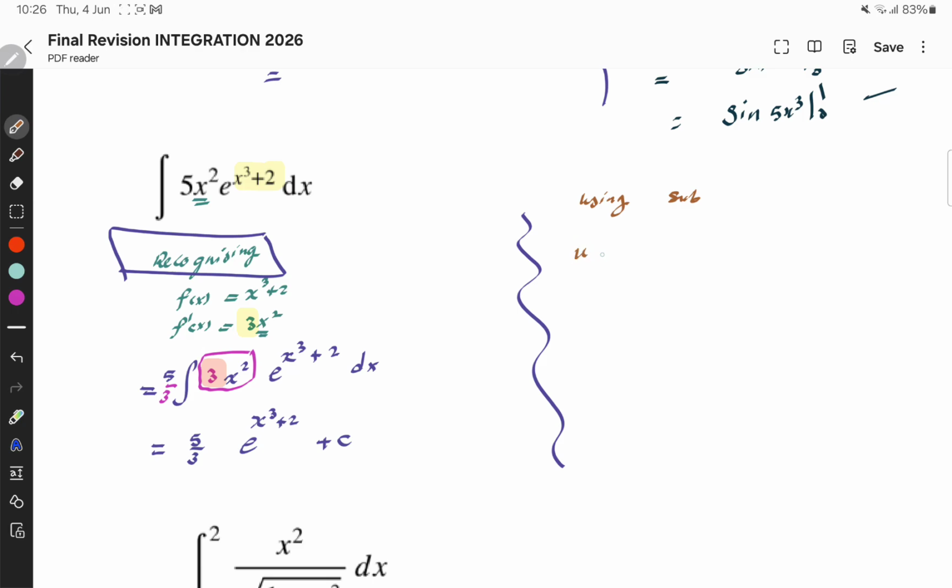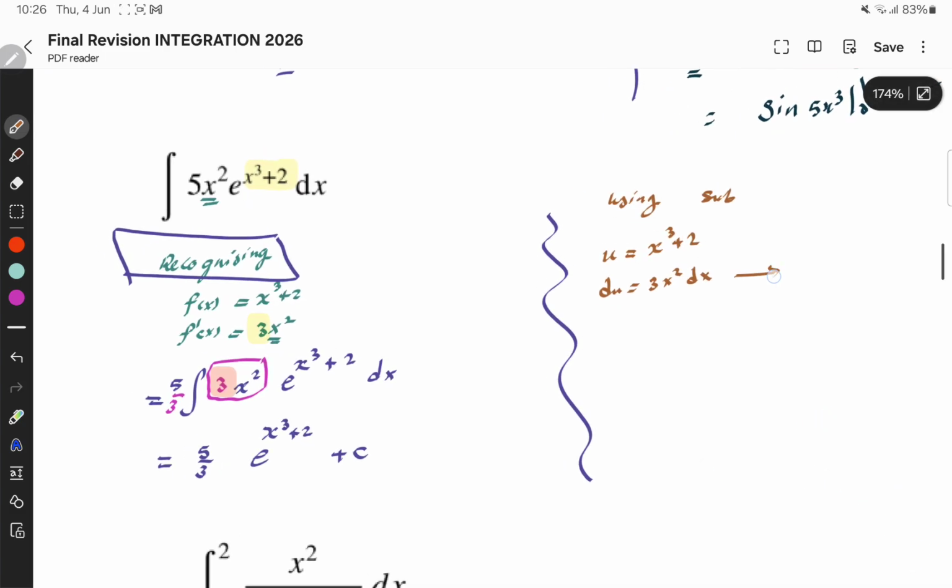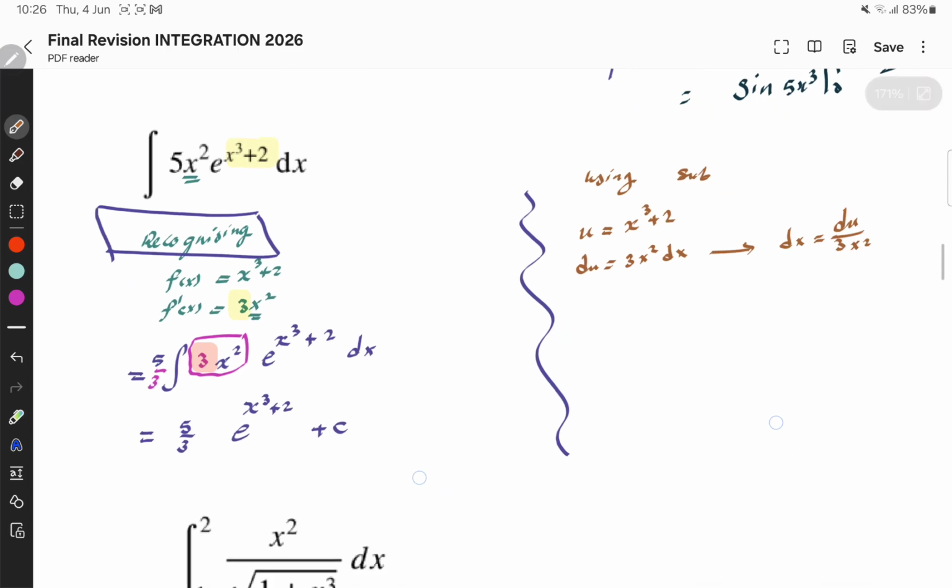First, we choose u to represent f of x. So it's always the integral of e to the power f of x. So f of x here is x cubed plus 2. By implicit differentiation, du is equal to 3x squared dx. Why? To state the value of dx, it's equal to du over 3x squared.